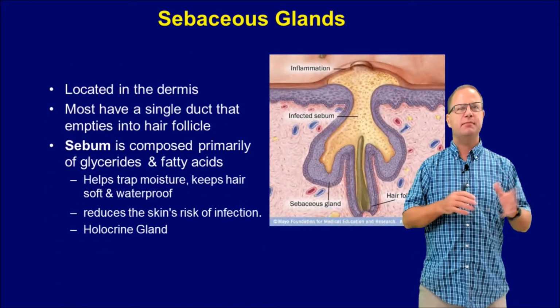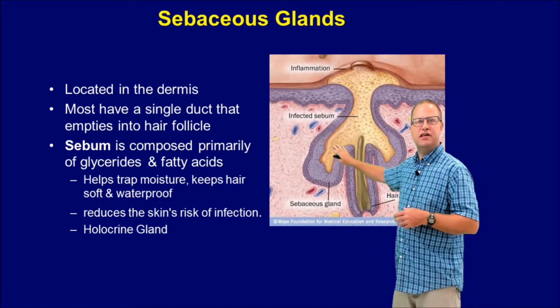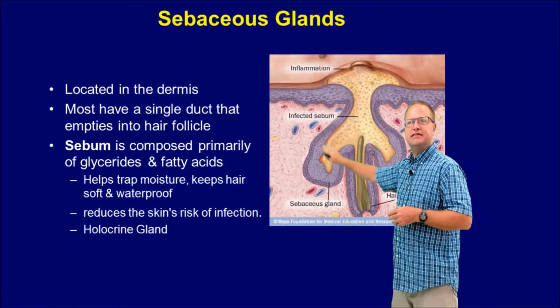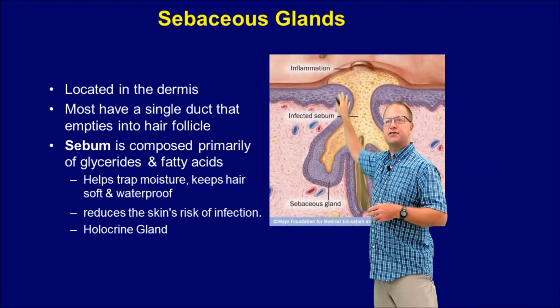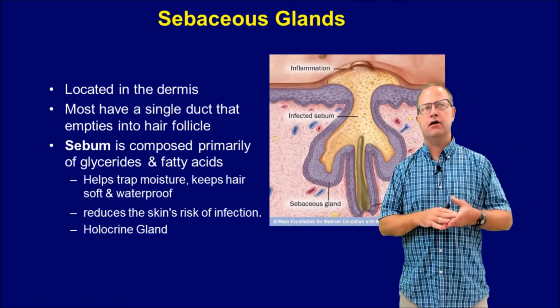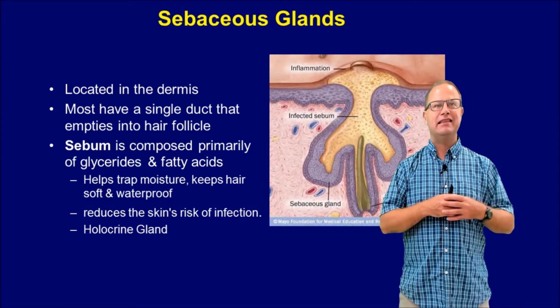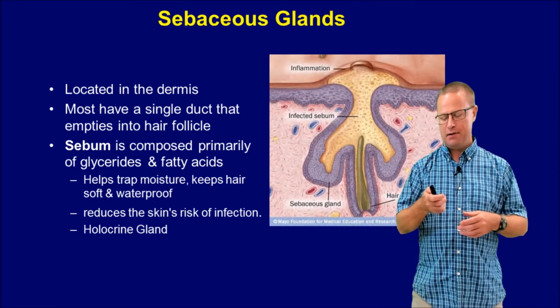Okay, then we have our sebaceous glands. We mentioned previously sebaceous glands produce sebum, which is a waxy fatty material that is designed to be extruded through these excretory ducts, and it helps to waterproof the skin and make it look shiny and nice, and it also helps to waterproof the hairs. Now, if we have too much sebum, it can lead to acne, which can be a problem.